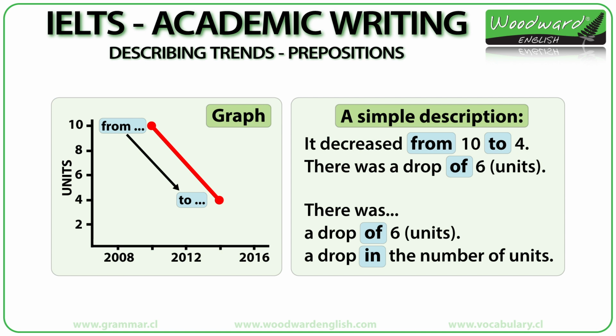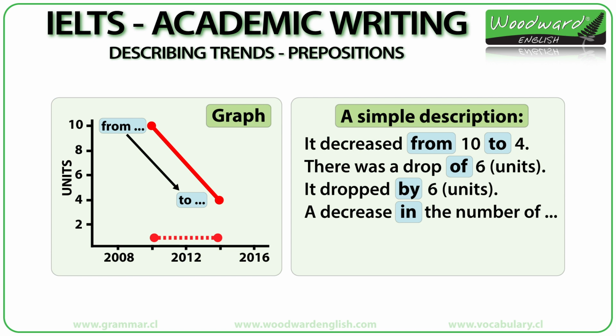The preposition changes because the first sentence has a specific number, while the second sentence doesn't give us a specific number. So we just say the number. Of plus specific number, in plus the number of, and then sales, units, or whatever.